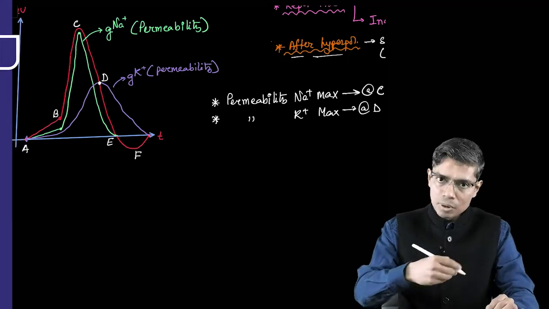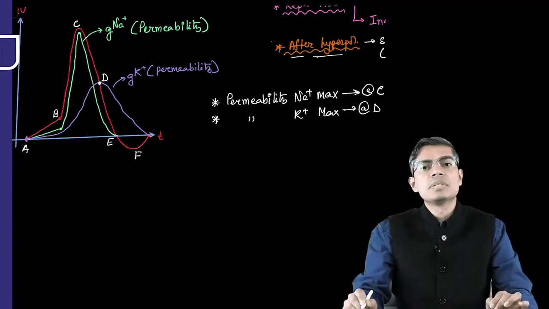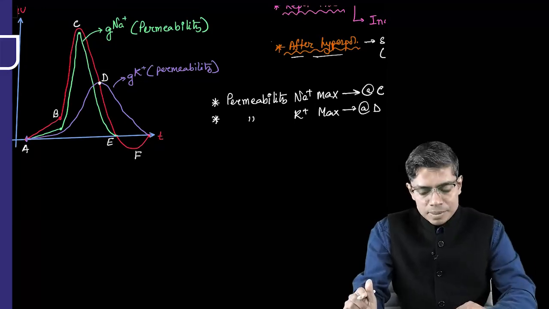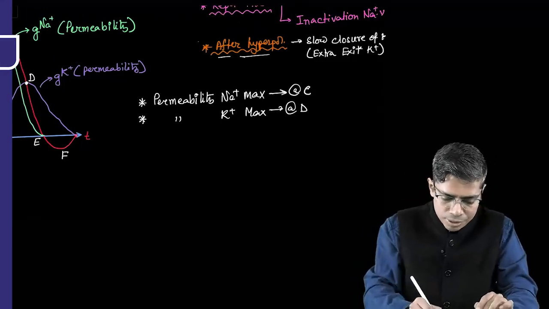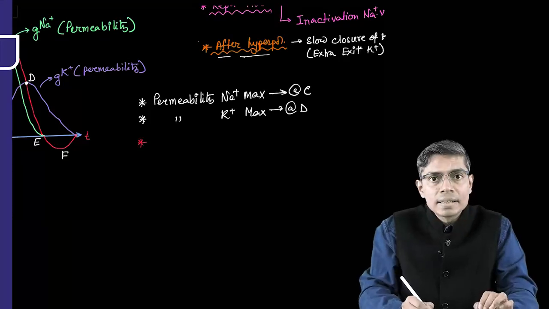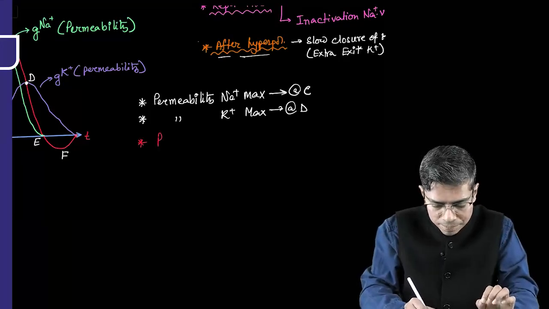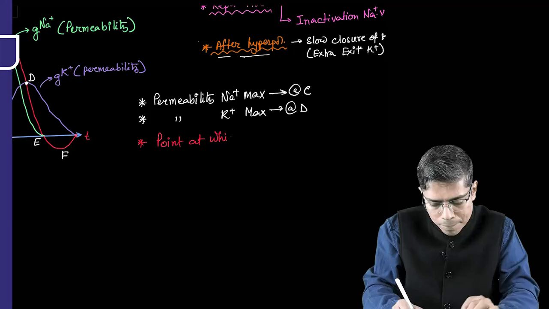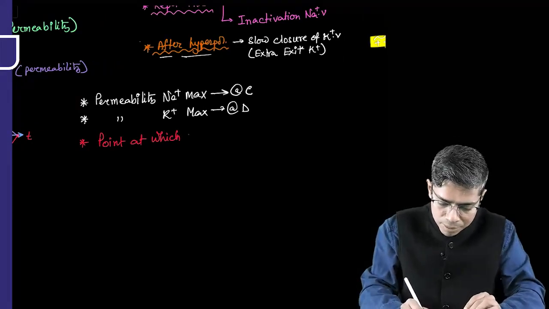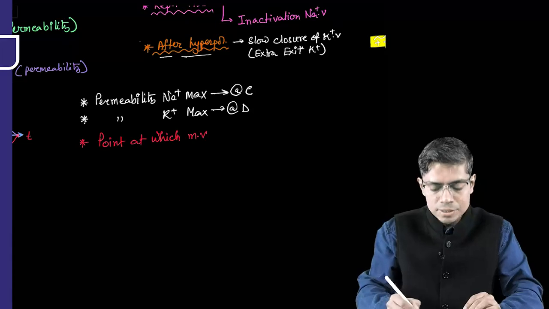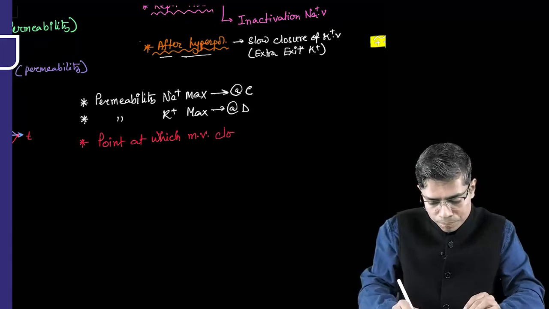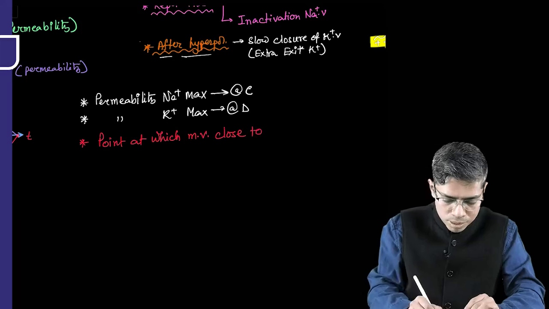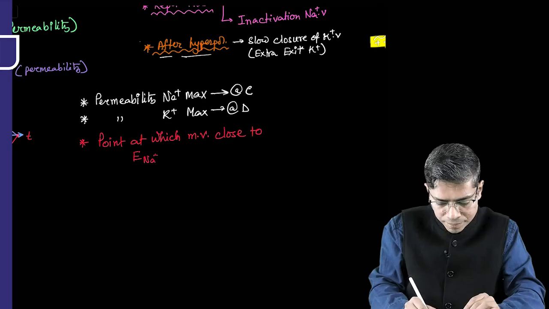I am just following the potassium curve and looking at the peak of this potassium curve, and that is the maximum permeability. Then the third question: the point at which the membrane voltage is close to the equilibrium point of sodium.